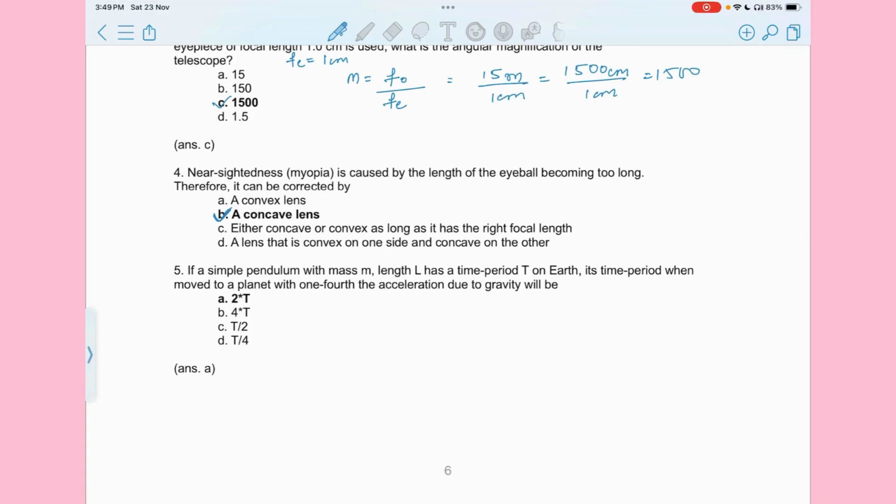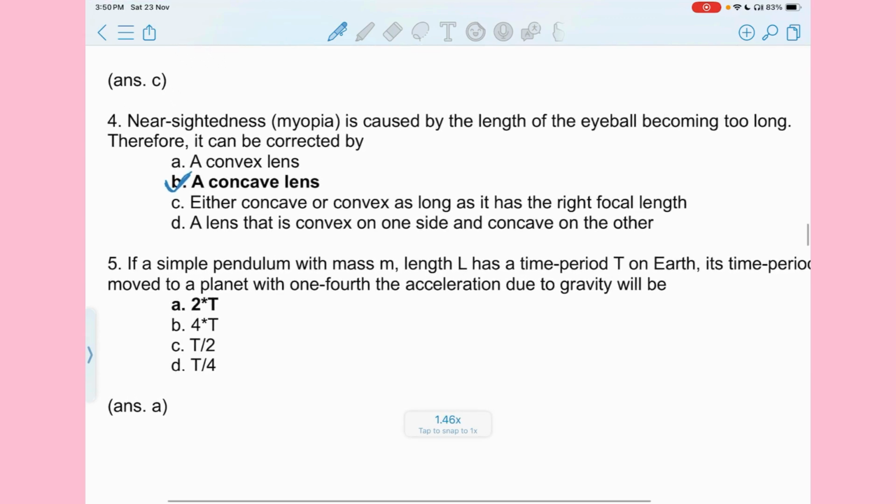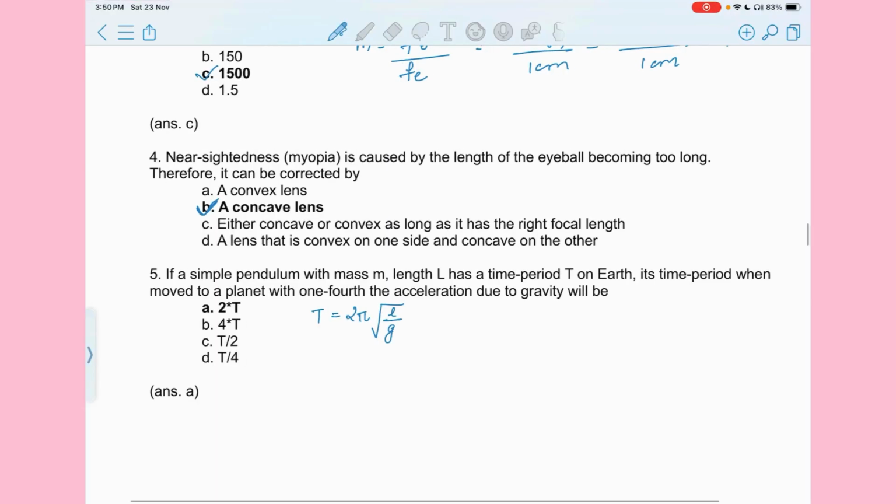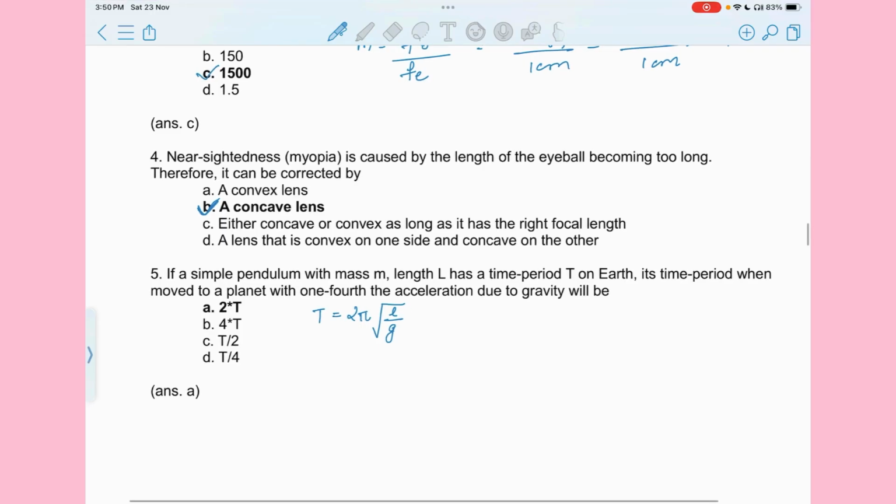Now moving to question number 5. If a simple pendulum with mass m, length L, has a time period T on Earth, what will its time period be when moved to a planet with 1/4 the acceleration due to gravity? So we know the formula for the time period of the pendulum: T is equal to 2 pi under root L by g, where L is the length of the pendulum and g is the acceleration due to gravity.